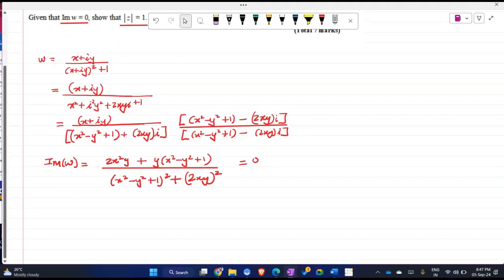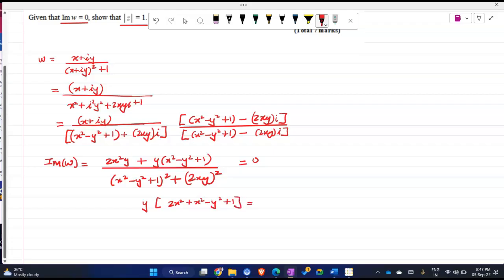So when I open the brackets, this will cross multiply. I'll get 2x square y plus x square y minus y cube plus y equals 0. Why am I doing this? It's better that I take y common. Correct? What will be left? 2x square plus x square minus y square plus 1 equals 0.